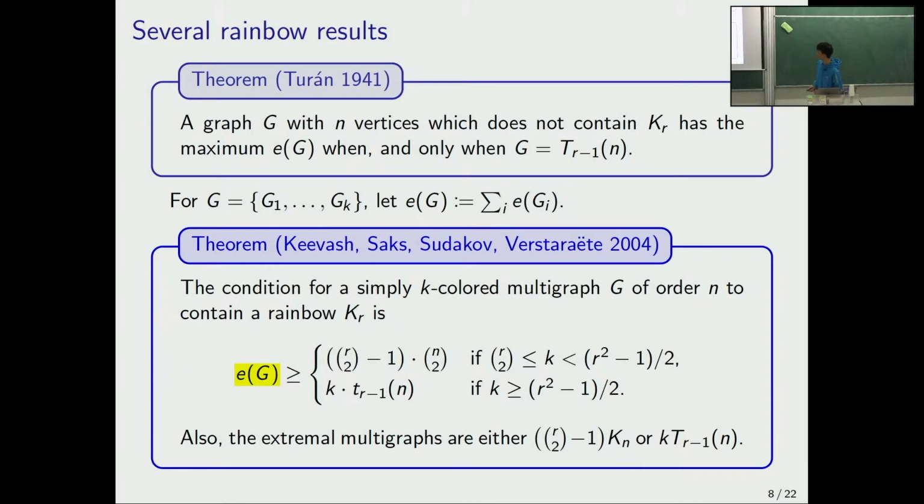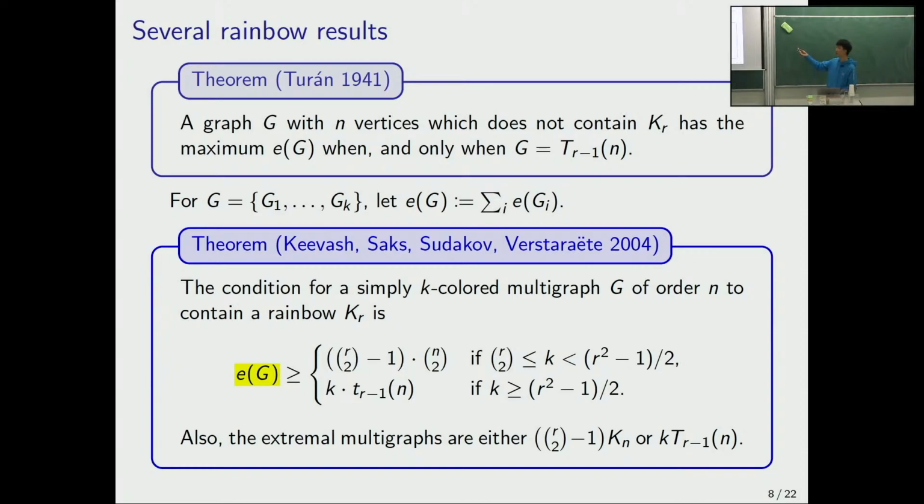If e(G) is bigger than that, then it is contained. Right, I somehow miswrote it. So it says that the extremal numbers are like these, yes. And the cases are divided depending on the number of colors. So if the number of colors is smaller than some threshold, then the first case occurs. And if the number of colors is greater than or equal to this threshold, then the second case occurs. Here, this t(n, r-1) is the number of edges of this graph.